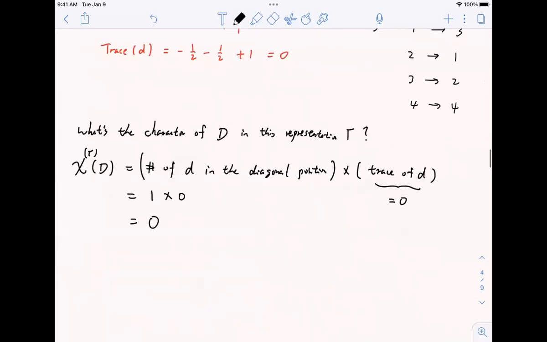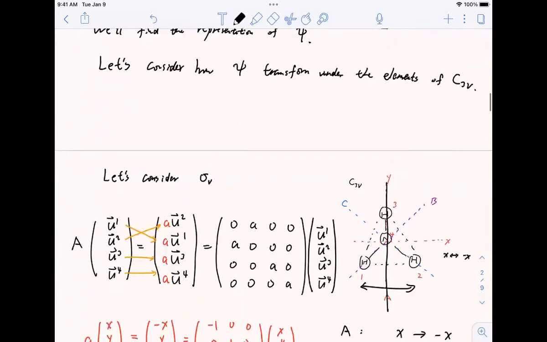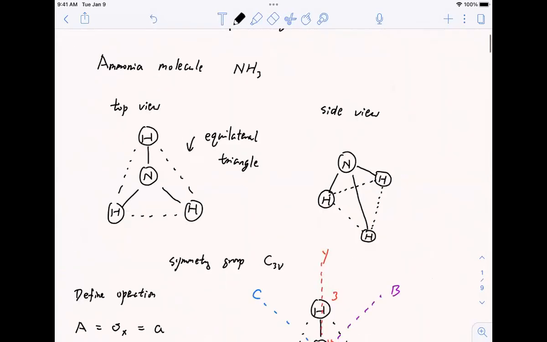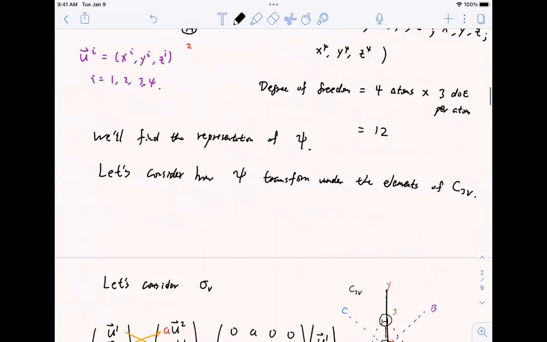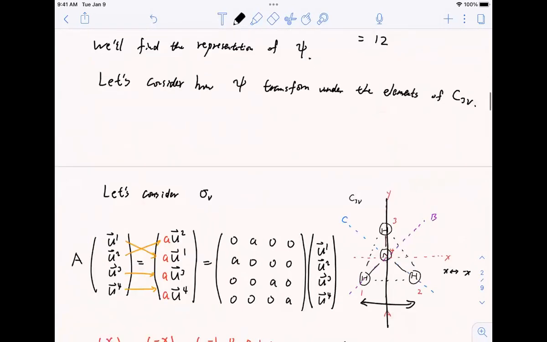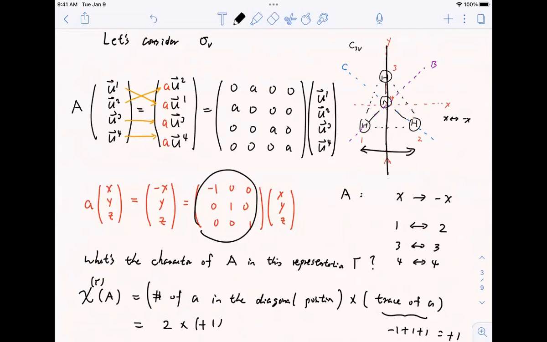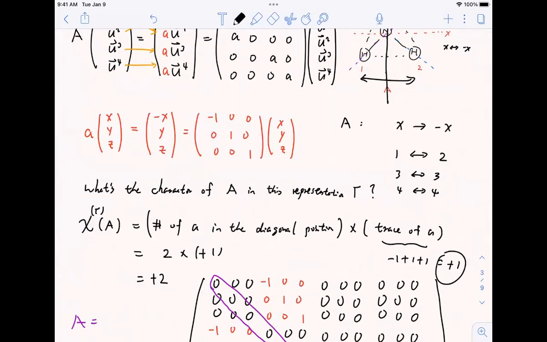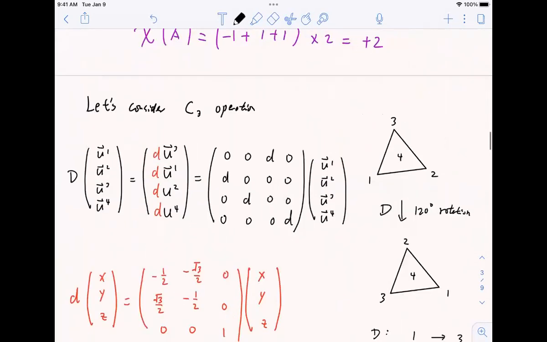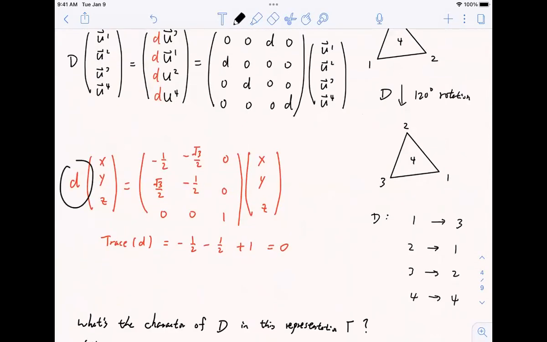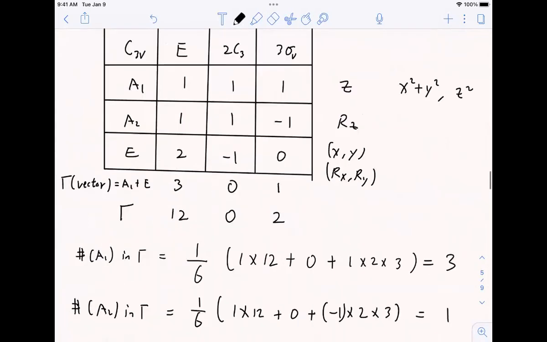So we can easily check. Sorry, I keep going back and forth. What is the trace of A? The trace of A is just 1. And then the trace of D is 0. And then it is just the same here. This is the trace of A, and this is the trace of D. Do you know what I mean?